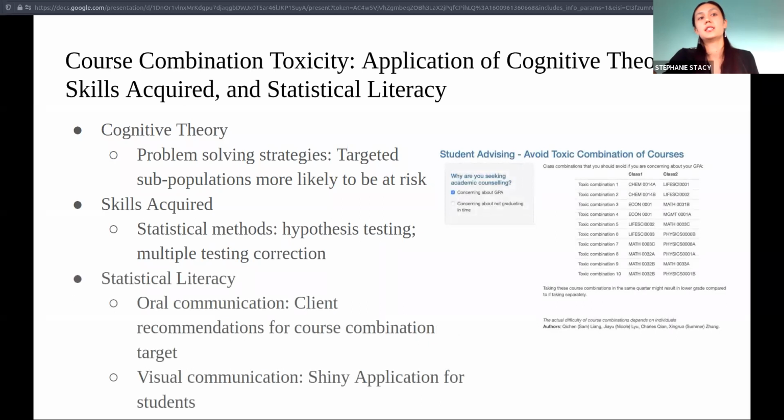And then the last is statistical literacy. So they also had this client recommendation presentation at the end. And in addition, they also created a visual Shiny app more targeted towards students. It was able to essentially take all of their findings and summarize them for anybody who would want to see, based on the concerns that they looked at.